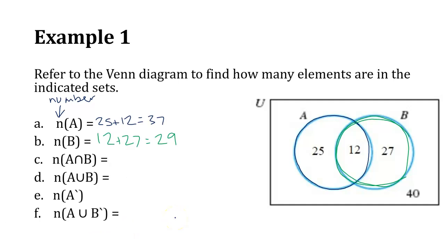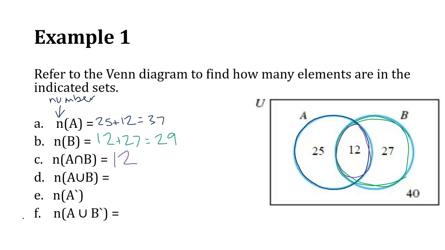Now, what is a number that is in A and B? Remember that this kind of symbol means intersection. So what's in the middle? What do they have in common? In common, they have 12.